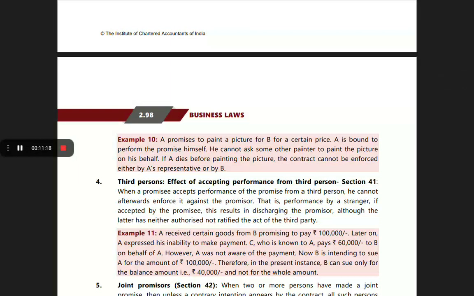Example: A promises to paint a picture for B for a certain price. A is bound to perform the promise himself. He cannot ask some other painter to paint the picture on his behalf. If A dies before painting the picture, the contract cannot be enforced either by A's representative or by B.